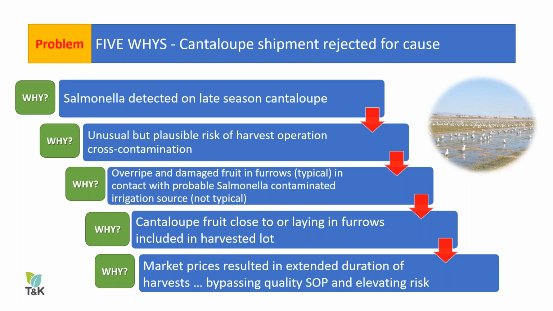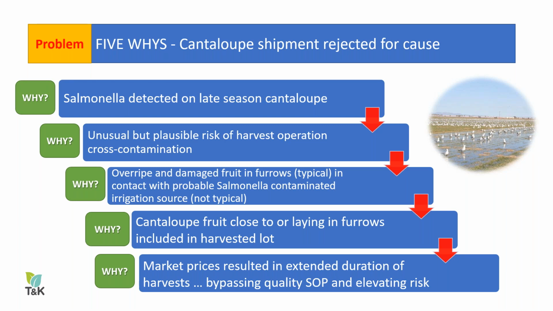So why was that? That cross-contamination occurred because the fruit close to or actually lying in the furrows that carried that water were included in the harvested lot. And normally they're irrigated very carefully to prevent that water crossing the bed, and the soil actually does a pretty good job of filtering and preventing transfer of what's in the furrow in terms of bacteria across to those areas. So why did that happen?